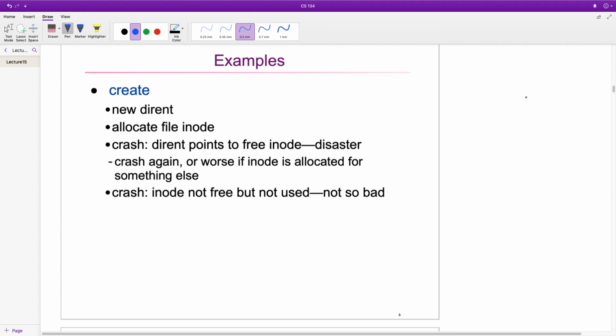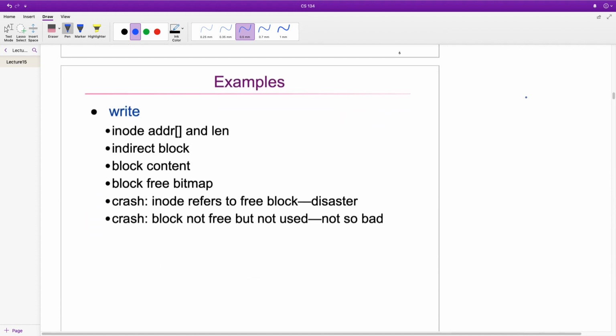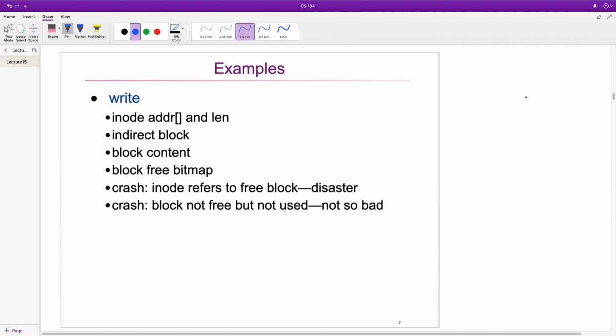If the inode isn't marked as free but it's actually not used, and there's no directory entry that points to it, that's not so bad. We just leaked an inode. But as things go, not so bad. If we do a write, we've got to write the block numbers and the length. We might have to write an indirect block.